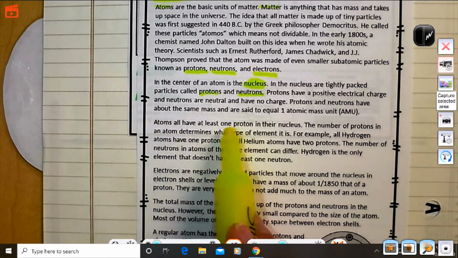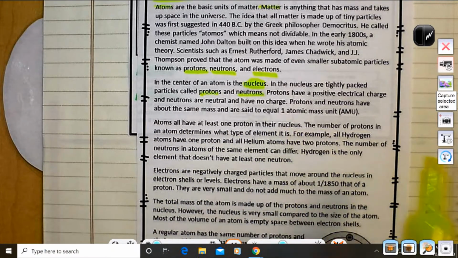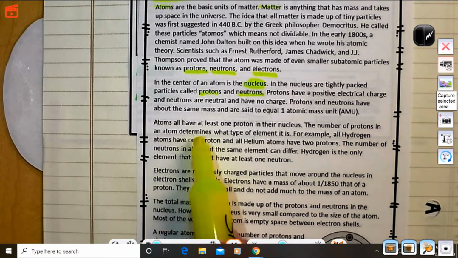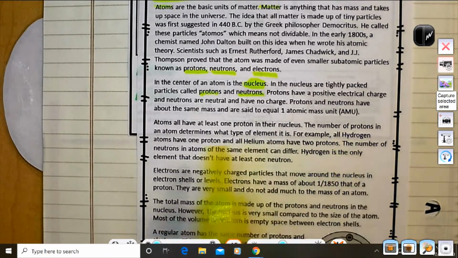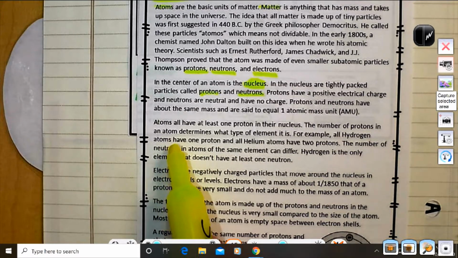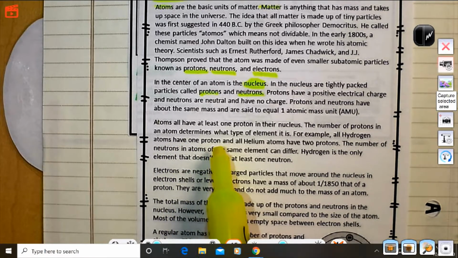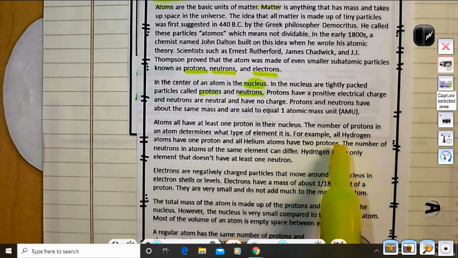Atoms all have at least 1 proton in their nucleus. The number of protons in an atom determines what type of element it is. For example, all hydrogen atoms, that's the first on the periodic table, have 1 proton. And all helium atoms have 2 protons.